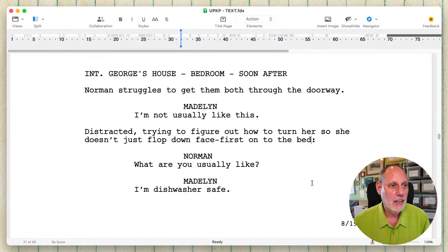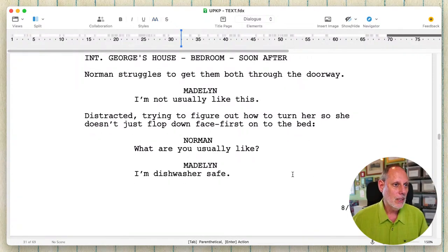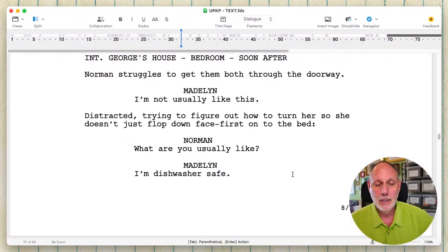So this scene, Madeline is stoned out of her mind. Norman is trying to get her safely to bed. So he is walking with her. Her arm is over his shoulder. And actually, this entire scene, I just reread it before we went live, and it's in great shape. A couple of words here and there that I might fool with, but honestly, it's good. So she says, "I'm not usually like this." He says, "What are you usually like?"